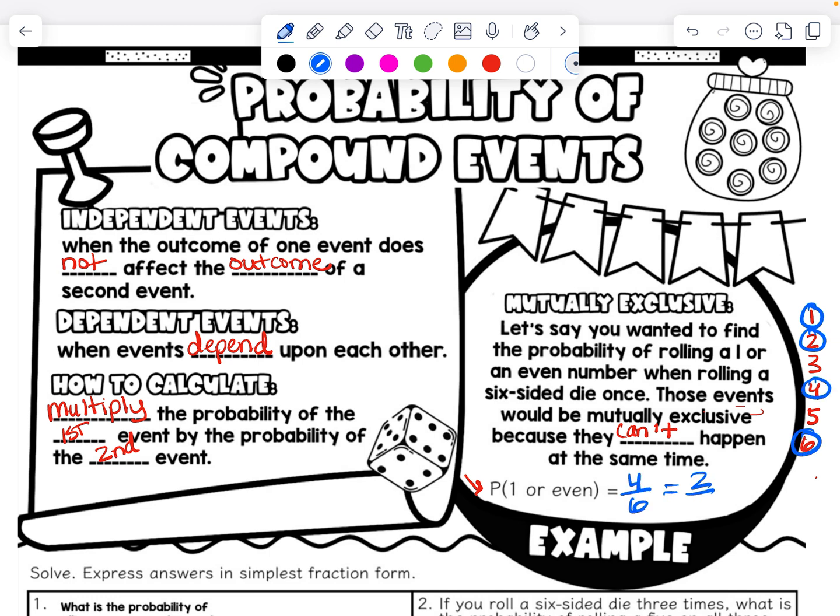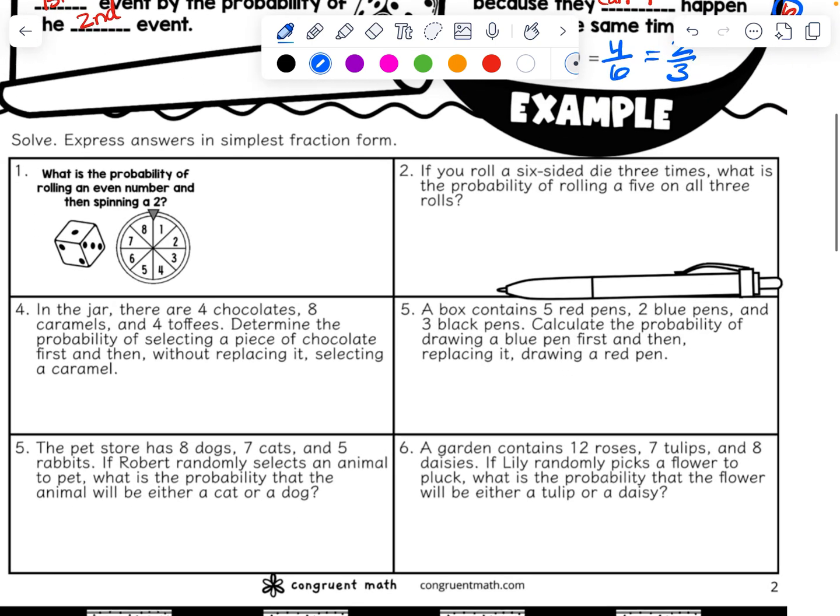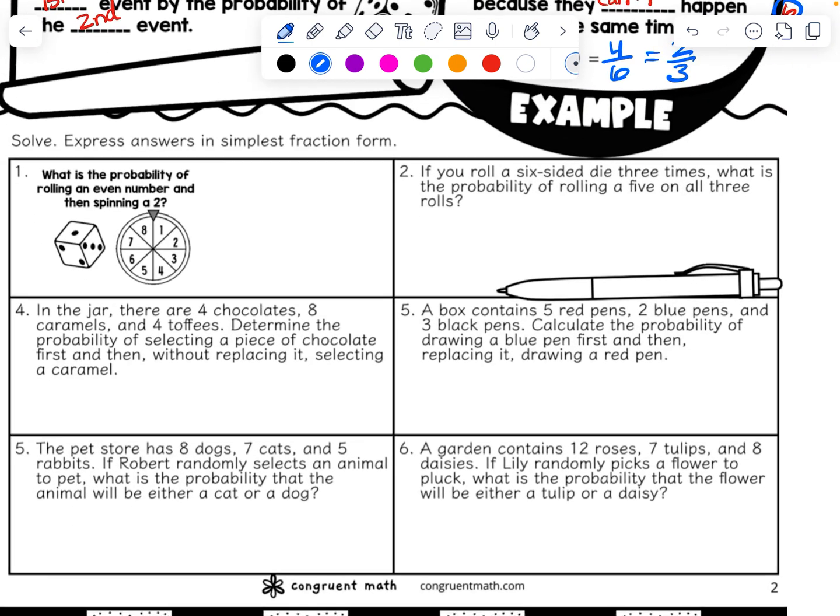Let's try some examples. What's the probability of an even number and then spinning a 2? Well, the probability of getting an even number on a die is 1/2 because half of the numbers are even: 2, 4, 6. And then the probability of spinning a 2 on this spinner would be 1 out of 8 because there are 8 sections and one of them is a 2, and then just multiply them. So the chances of those things occurring is 1/16. Let's look at the next one.